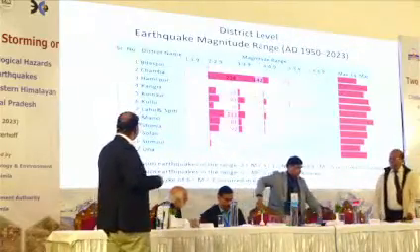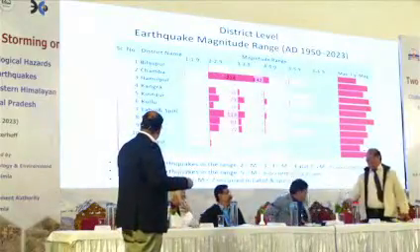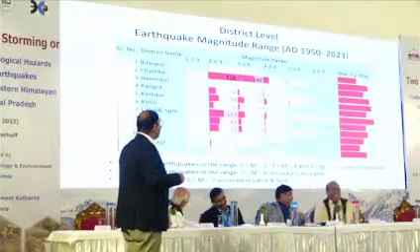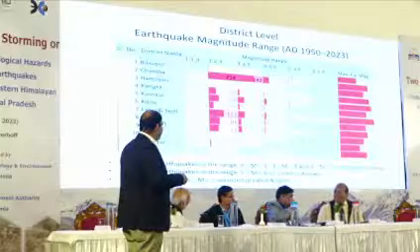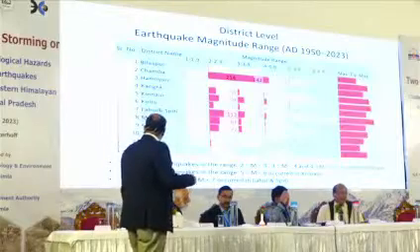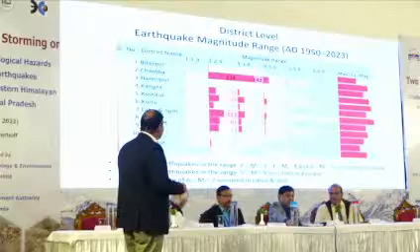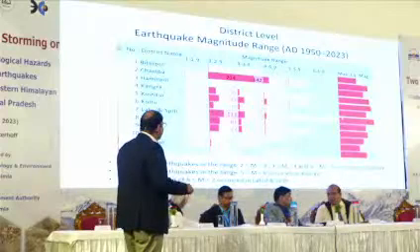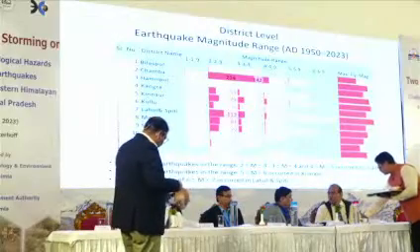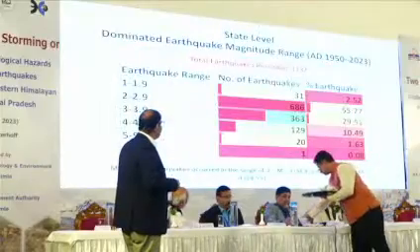Then the district-wise seismicity in terms of earthquake magnitude, from 1.9 to 6.9. You can see that in the Chamba area, there are 214 earthquakes of magnitude 2 to 2.9 and 142 of 3 to 3.9. Then comes Kinnaur, which has 79 earthquakes of 2 to 2.9 magnitude and 57 of 3 to 3.9. The maximum number of earthquakes is at Lahaul-Spiti. So these are the statistics from 1950 to 2022.